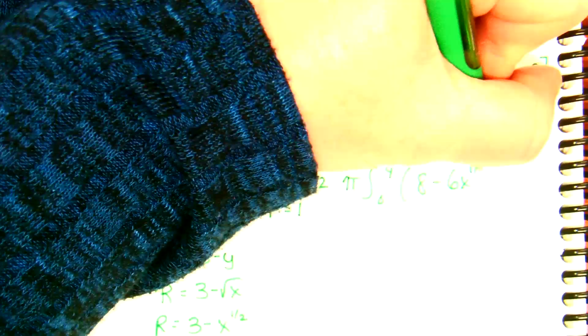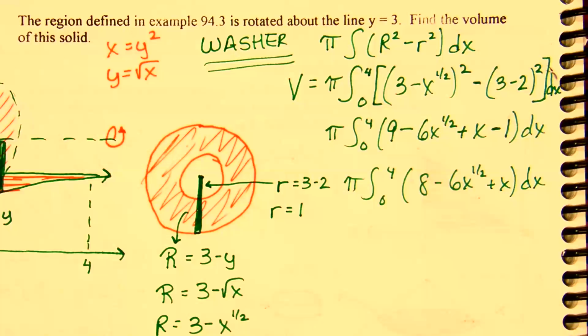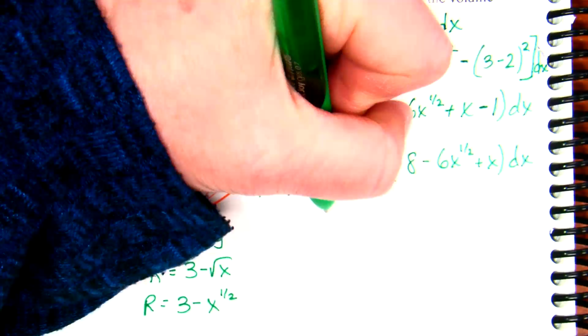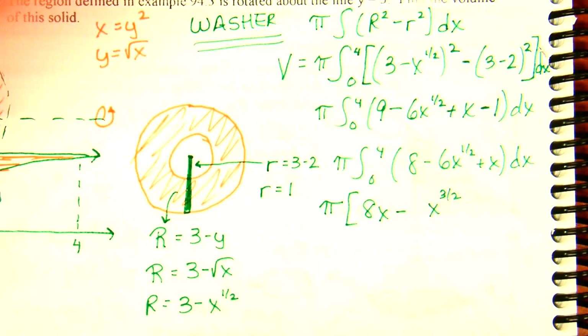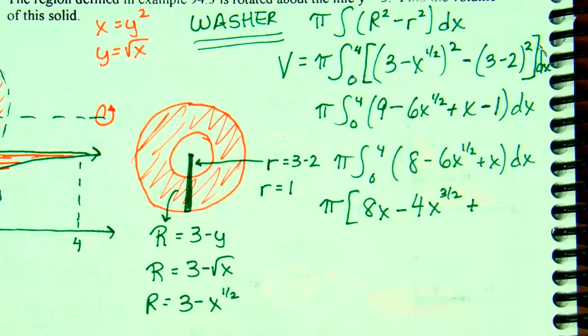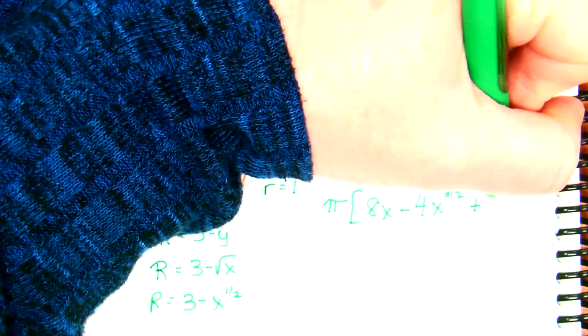And integrating we go. Pi times the integral of 8x. Add 1 to the power, where x to the 3/2, divide by that new power of 3/2, so 2/3 times 6, 4, yeah, 12/3, so then 4, so minus 4x to the 3/2, plus the integral of x is 1/2 x squared. Evaluated from 0 to 4.